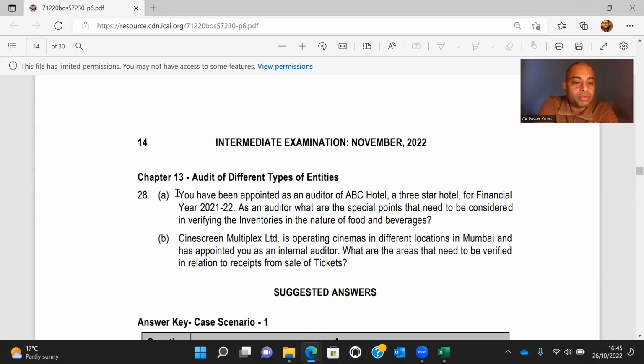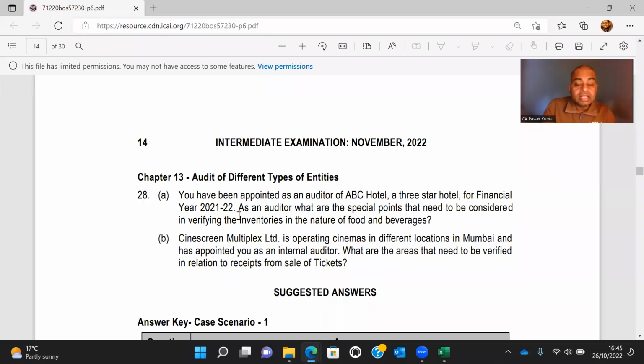Faisal, read first question, 28A, first part. You have been appointed as an auditor of ABC Limited, ABC Hotel for financial year 2021-22. As an auditor, what are the special points that need to be considered in verifying the inventories in the nature of food and beverage? So, guys, my intention is not to explain the answer for this question, but please read the question carefully.